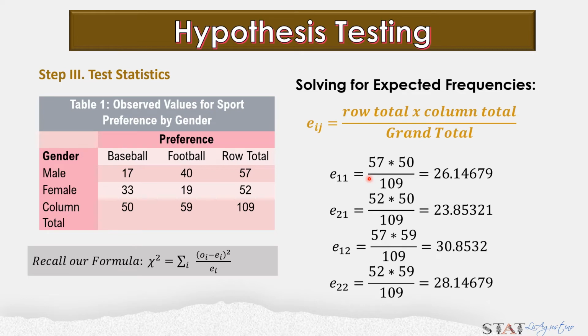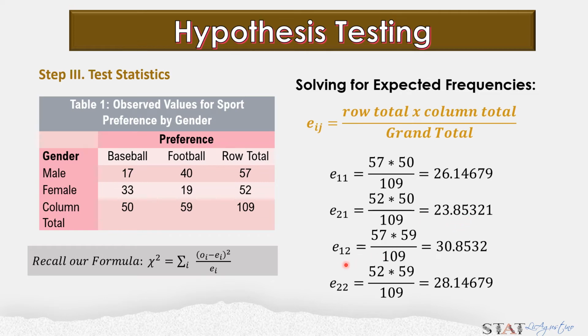Using the marginal frequencies, 57 times 50, this is the row marginal total frequency, 57 multiplied by 50, divided by 109, is 26.14. This is our expected frequency in the first row and first column. For the expected frequency in the second row, first column, we take 52 multiplied by 50, because it is the first column, divided by the grand total, which is equal to 23.85.